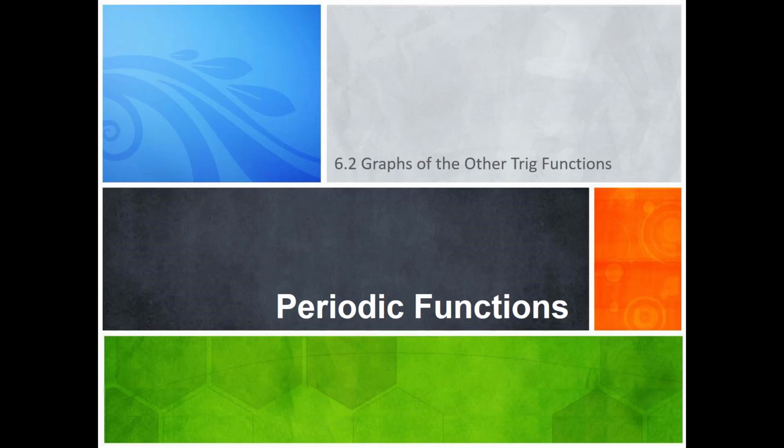Welcome to the second lesson on graphing trig functions. In the previous lesson we looked at how we could graph sine and cosine, including all their transformations. And in this lesson we're just going to look at the basics of graphing the other functions, so tangent, cotangent, secant, and cosecant.